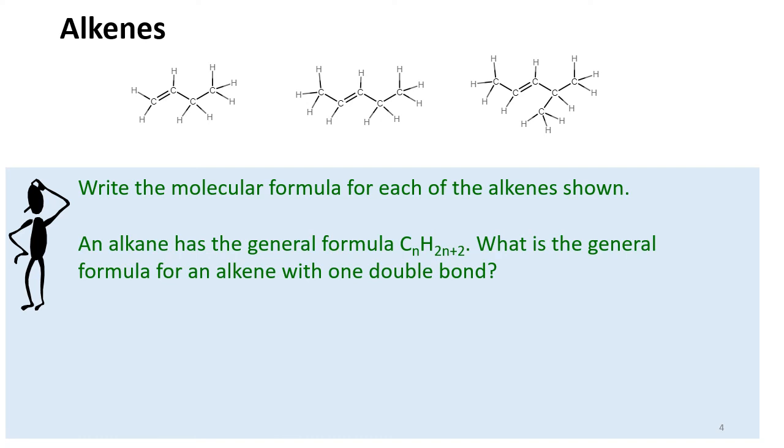Go ahead and look at these alkenes. They're alkenes because they all have at least one double bond. These all have exactly one double bond. Go ahead and write the molecular formula for each, and then come up with the general formula for an alkene with one double bond in the same kind of notation that we did for alkanes.